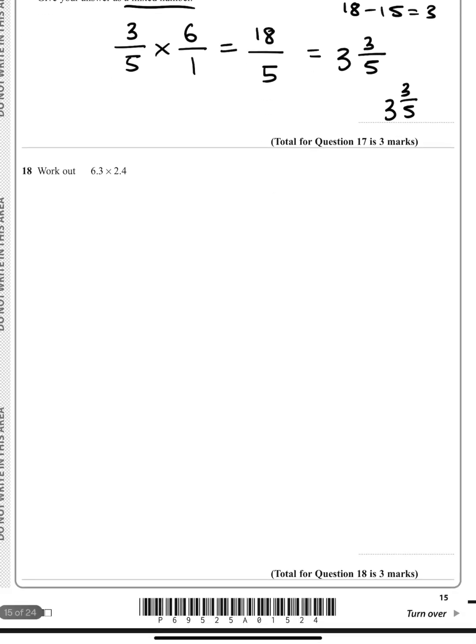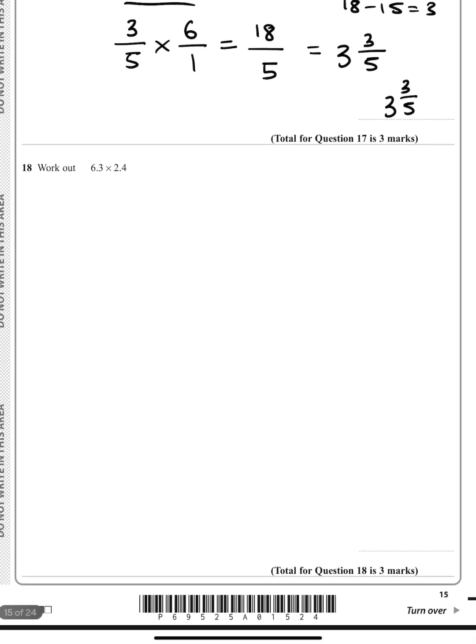Question number 18, work out 6.3 times 2.4. So what I'm going to do is convert both of those decimals into whole numbers. So 6.3 times 10 becomes 63. 2.4 times 10 becomes 24. I'm now going to multiply those numbers together.